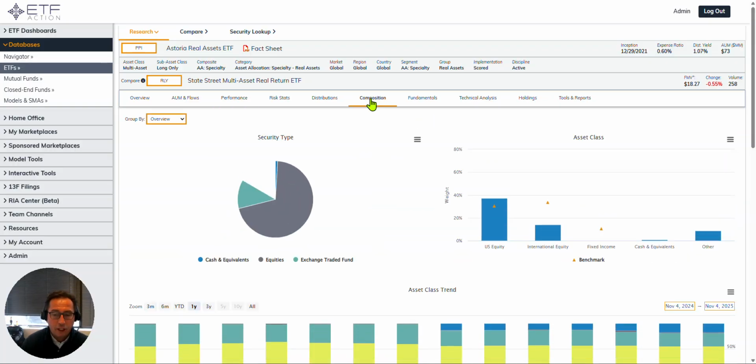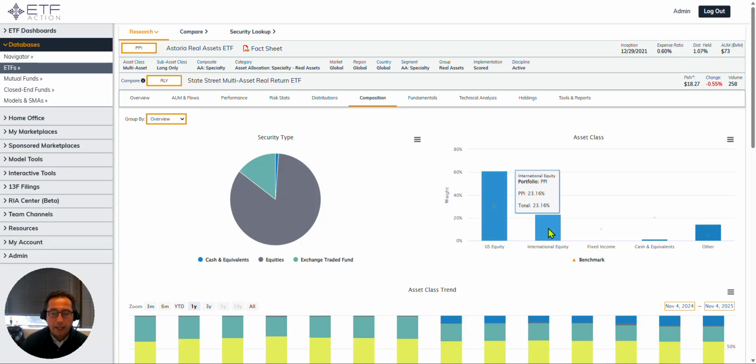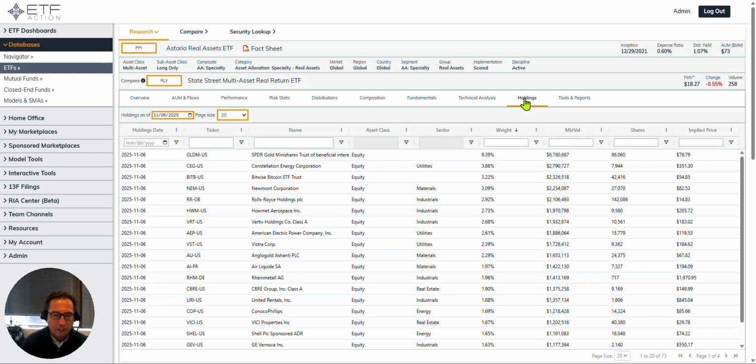Go into that composition tab. We can see that U.S. equity, international equity, and that other bucket. And that's kind of what I want to focus on. What is that other? So let's hop into that holdings section here. What we're going to find is that Astoria is getting some allocation into gold miners, and through the lower cost GLDM ETF, so a physically held gold ETF. It also looks like they're getting some exposure to Bitcoin. So primarily they're owning those infrastructure stocks, but they're clearly layering in some other real asset opportunities through that structure.